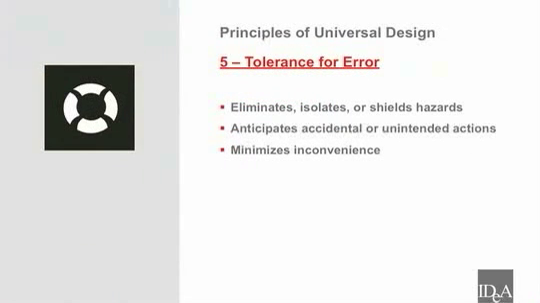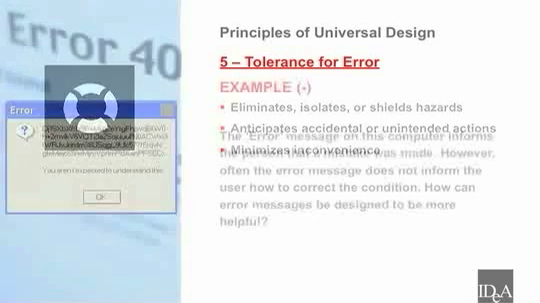The fifth principle of universal design is tolerance for error. In this case, we're talking about eliminating, isolating, or shielding hazards, anticipating accidental or unintended actions, and minimizing inconvenience. So let's take a look at a few examples.